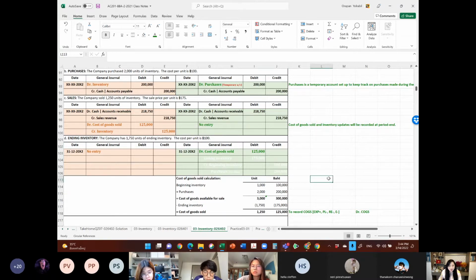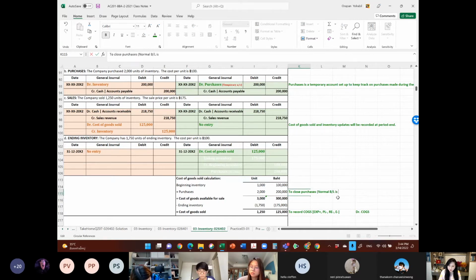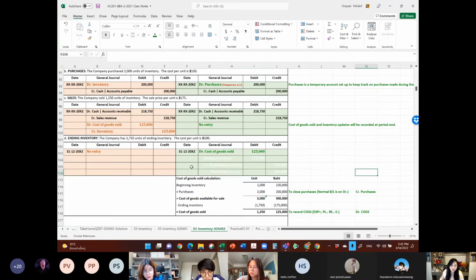Now you have to close down the purchases. The normal balance of purchases is on the debit side, right? So how do you close? Should you record debit or credit to the purchases? This is credit, okay? So it's a credit to the purchases. So this is to close.